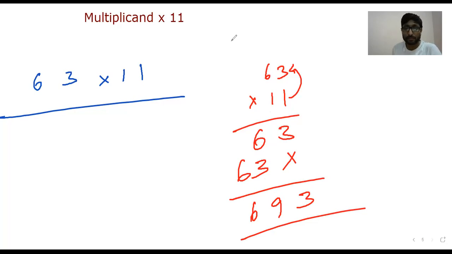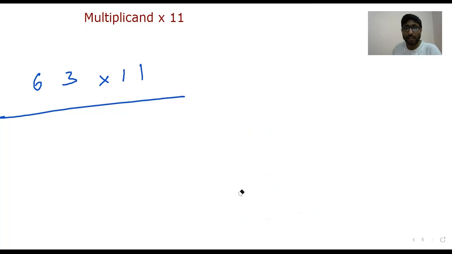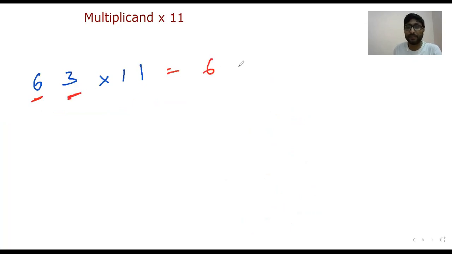So look at here now. Instead of doing anything, I wrote the answer directly. I am going to write the answer in one step. 6, 6, 3, 3. 6 plus 3, 9 is the answer. Very simple.